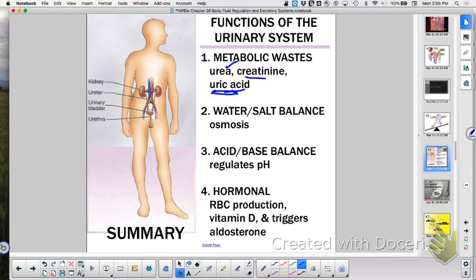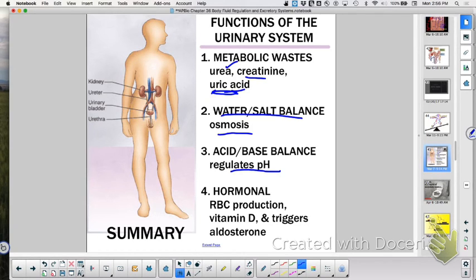Okay? Water salt balance, we already know that. It's all about water movement. That's the primary role, right, this salt and water balance. So we can see how that connection works. Acid-base balance, it regulates the pH of our blood, whether it's hydrogen or bicarbonate, and it can excrete whatever it needs to excrete in order to get our pH just right.